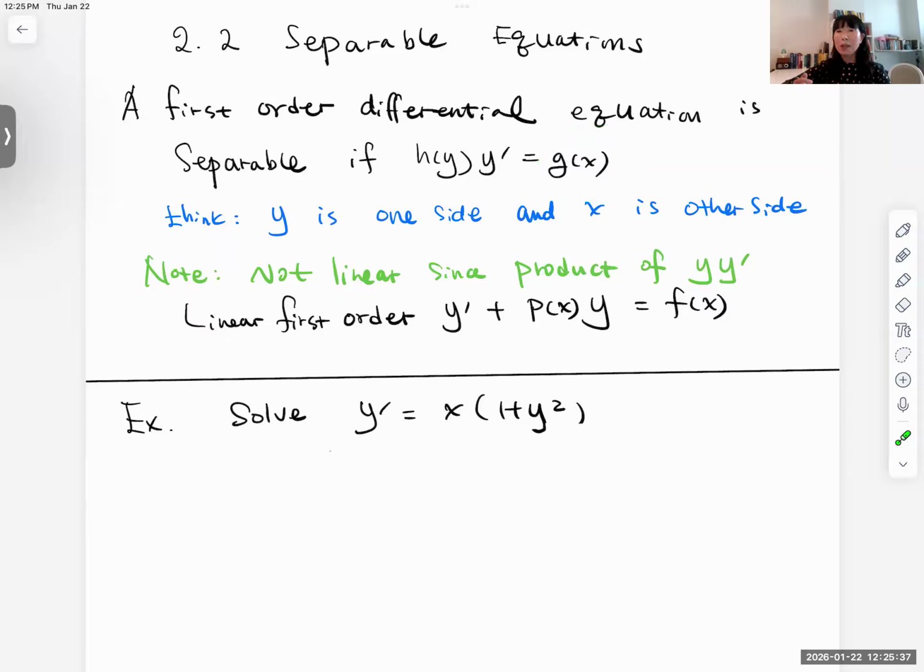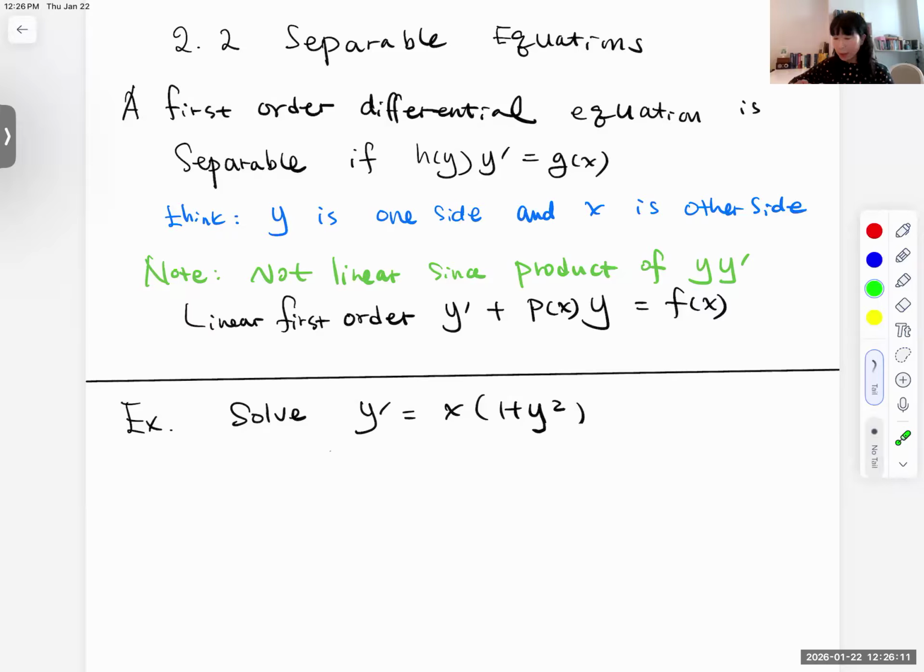Last time we did the homogeneous equation, right? With first order linear. Okay, so let us do this one. Solve y prime equals x times (1 plus y squared). We want to make y one side and x the other side. All right, so let's do that.